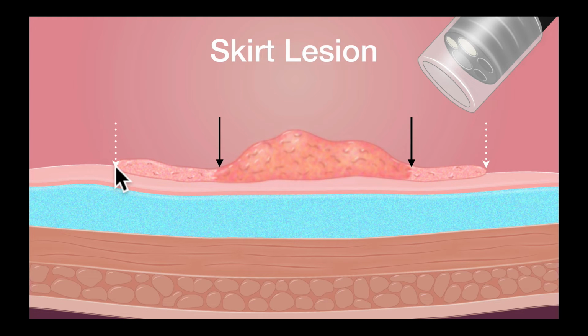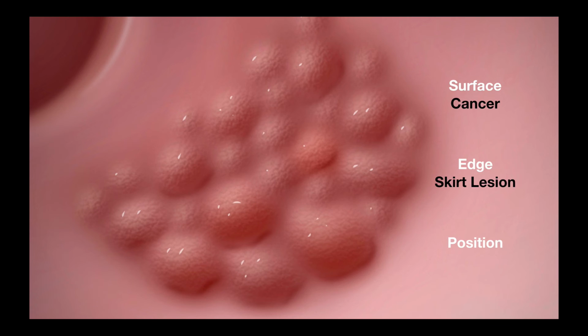Unless you take into consideration and include in your resection the skirt lesion as well, you are likely to end up with recurrence. So to avoid recurrence, you should carefully examine the edge of the lesion and look for whether there is any skirt lesion or not, and if it is, make sure you include that in your resection.